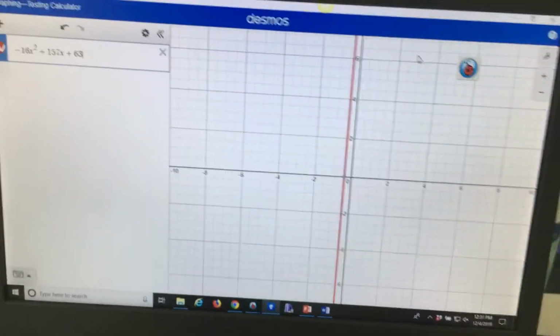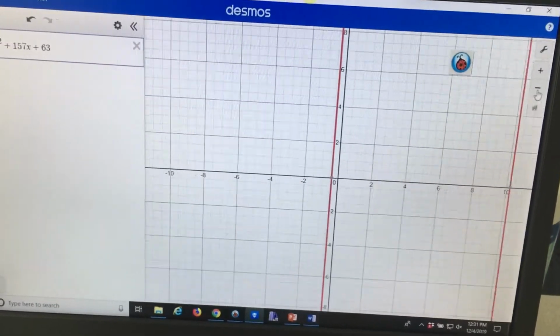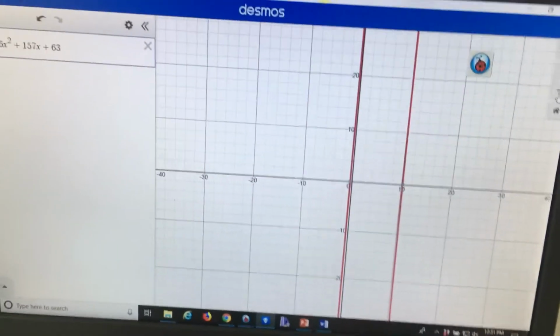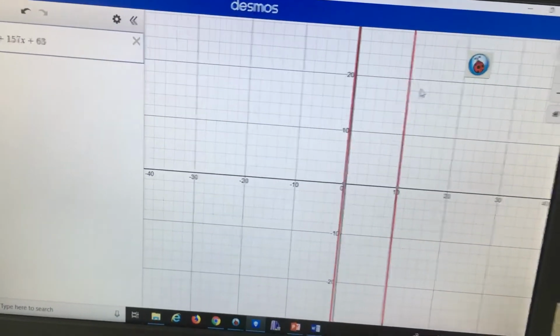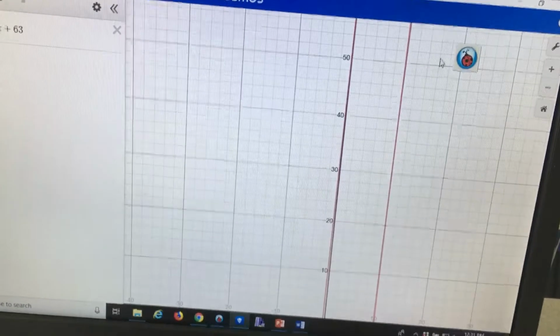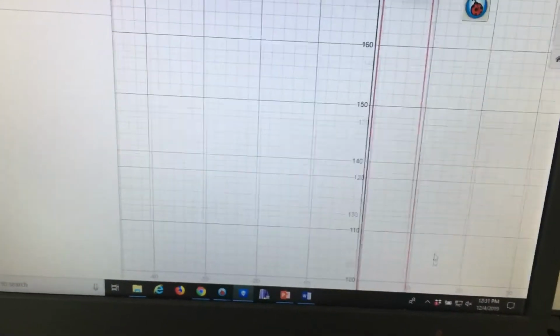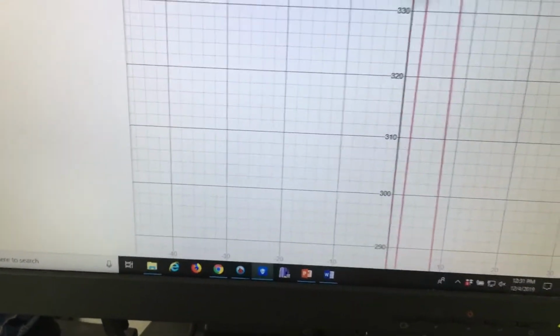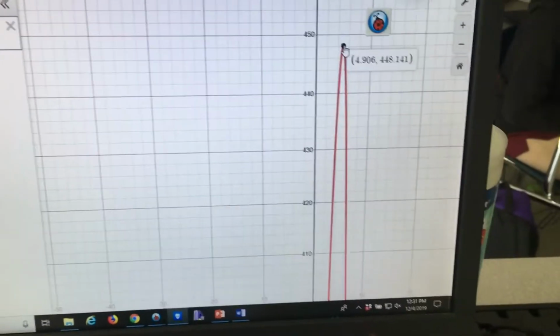You type it into Desmos, and then you're going to have to zoom out. Once I see both lines, I just click and drag down. I don't keep zooming out. I drag down until I find the very top, and then you click it.